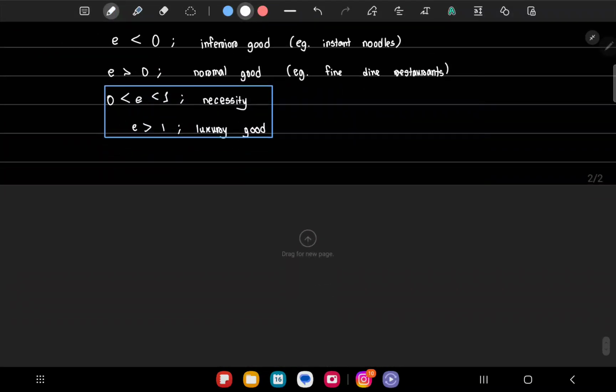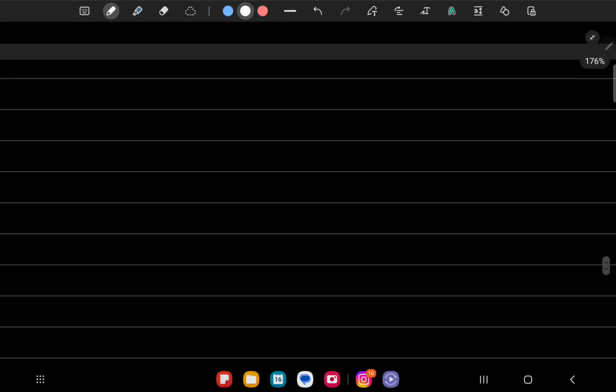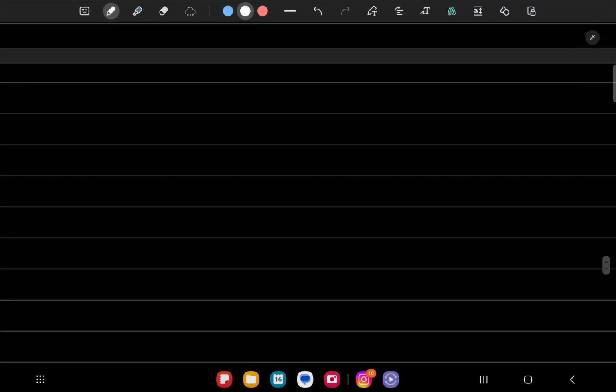Now, the last one we'll learn is the cross price elasticity of demand. It's the least intuitive out of everything so far.